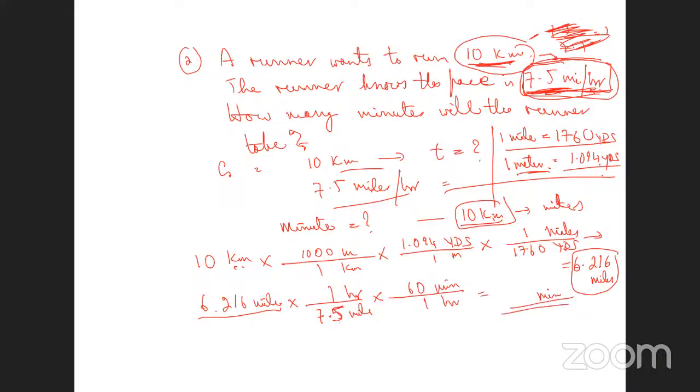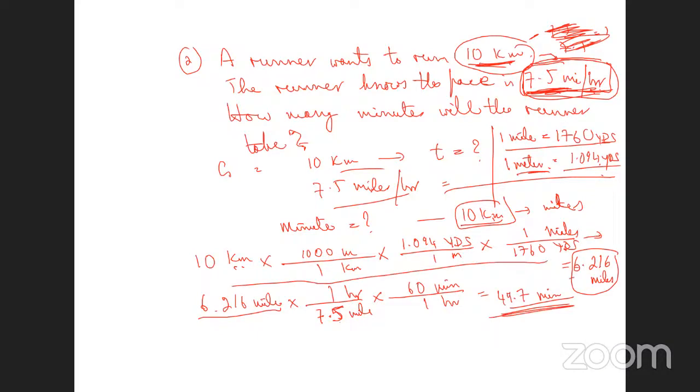So 6.216 divided by 7.5, I get 0.8288. That's the time per hour. That's the distance, that's miles. So many miles per hour, right? So in minutes, I get 49.7. I think this part is okay for you.